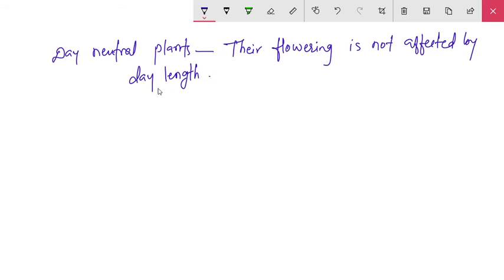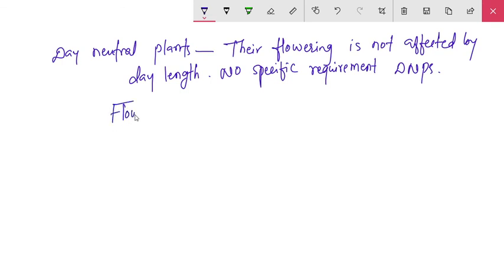So they do not have any specific requirement of the light and dark period, and therefore they are known as day neutral plants. They flower throughout the year. Okay. So they flower in all possible conditions.